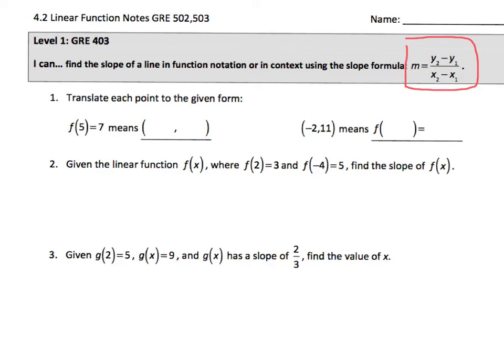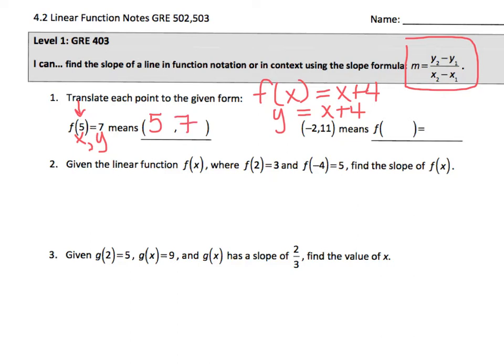Now remember, when you have function notation, you're generally given something like f of x equals x plus 4. Okay, and this is the same thing as saying y equals x plus 4 if we were to graph it. So the number on the inside here is always going to be the x value, and the number that it equals will be the y value. So f of 5 equals 7 means the x value is 5 and the y value would be 7.